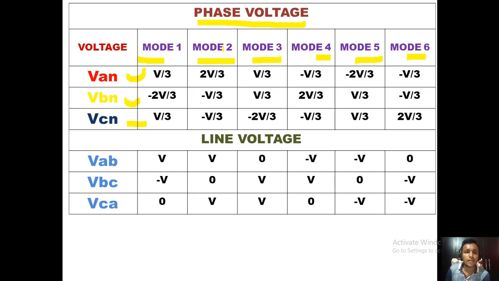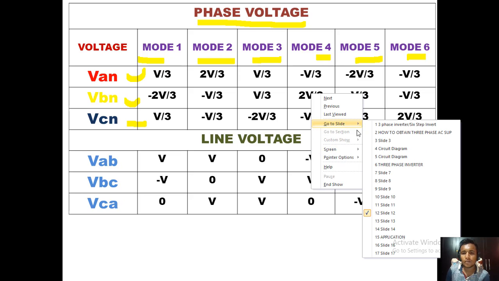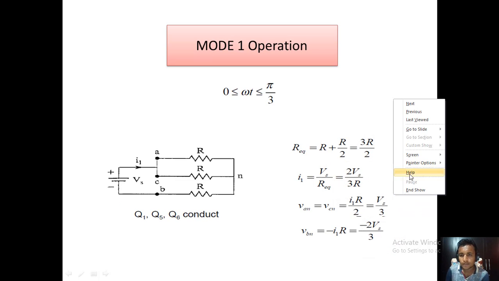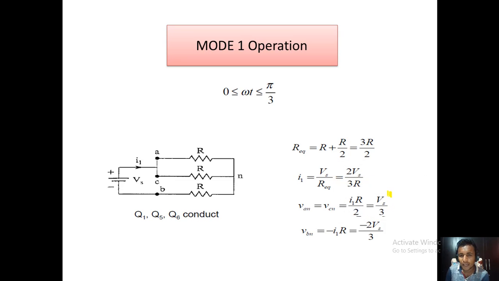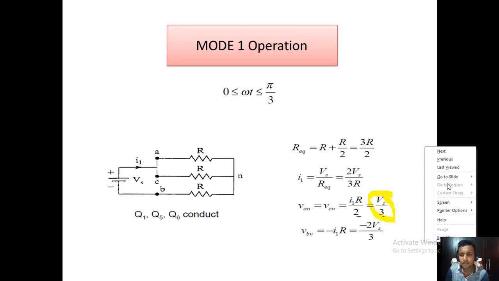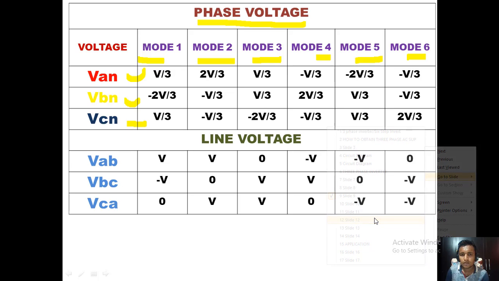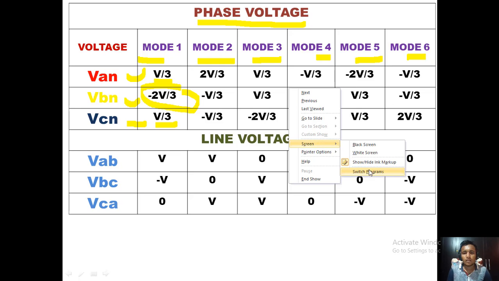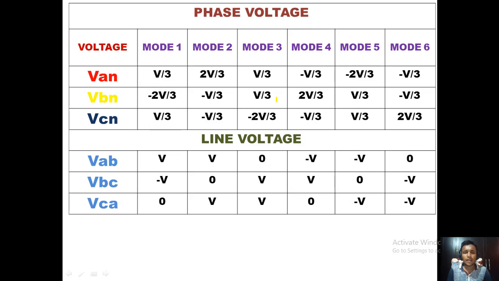And you can see in mode 1, we already found this. VAN and VCN are Vs by 3, and VBN is minus 2Vs by 3. And similarly we can enter every mode here.